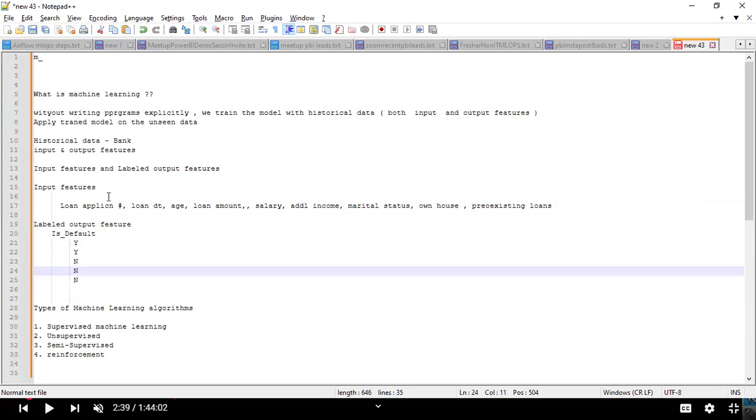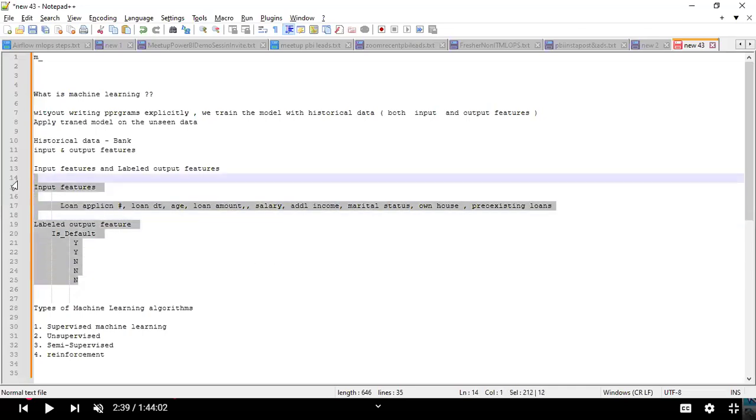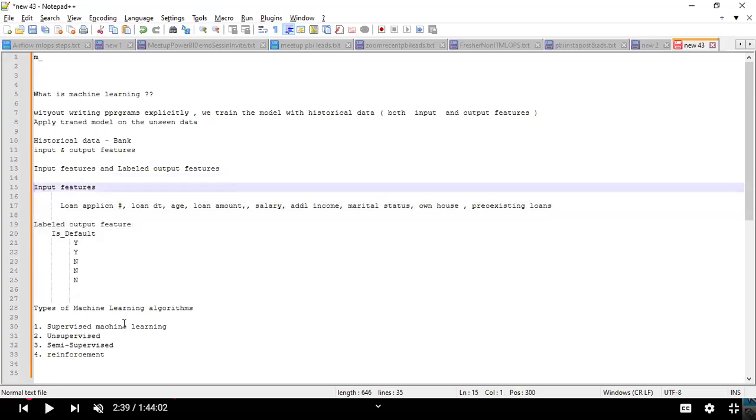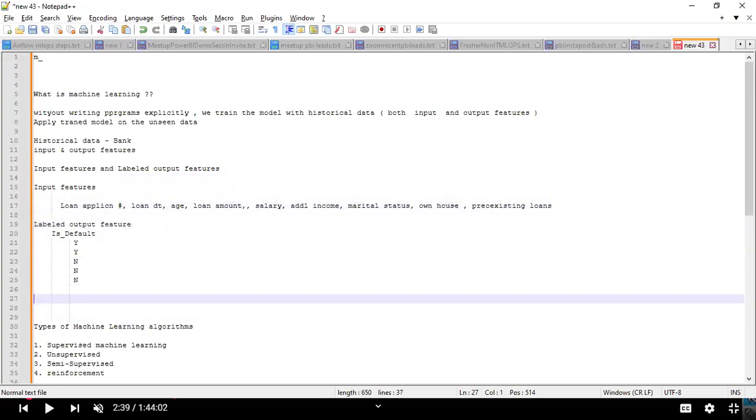So here you have the historical data, and you train the model. The age of the person, all the things: say 10 records, 10 customers, their age, income, everything, and whether each defaulted in the past. Let's say you took 10,000 customers' data. People with so and so age, income and marital status defaulted; some customers did not default. The historical data consists of both input as well as labeled output features. Once you take the historical data and train your model, you apply this trained model on the unseen data.